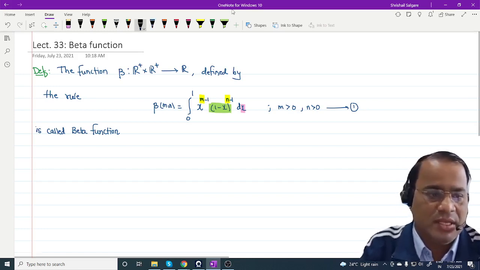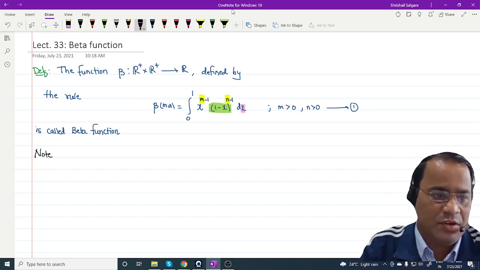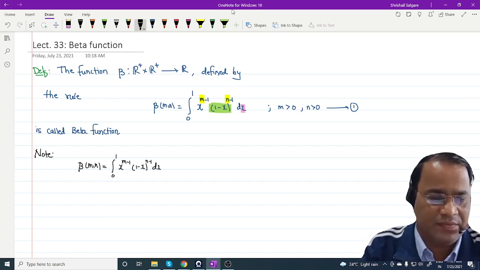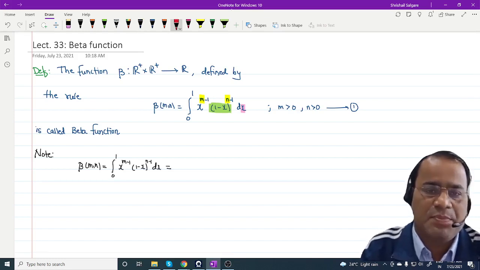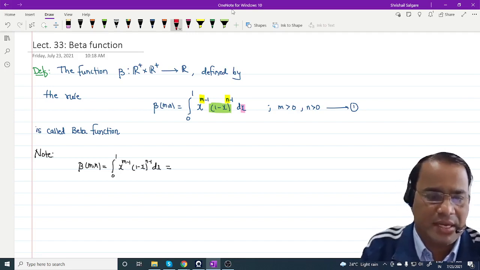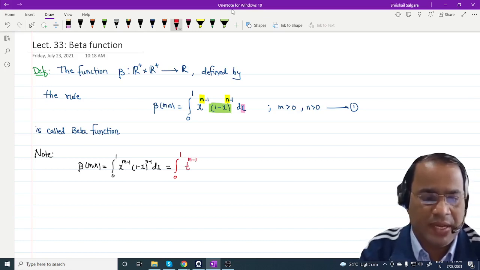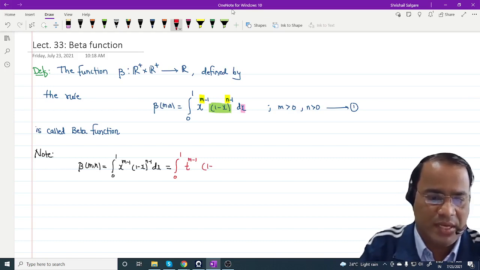So here I may write the definition of beta mn as, first one I will take as it is, definite integral 0 to 1 x raised to m minus 1 into 1 minus x raised to n minus 1 dx, that is the first one. Second, by using the property that definite integrals are independent of the parameter, this same integral we may write 0 to 1 t raised to m minus 1 into 1 minus t raised to n minus 1 dt, changing the variable x to t.